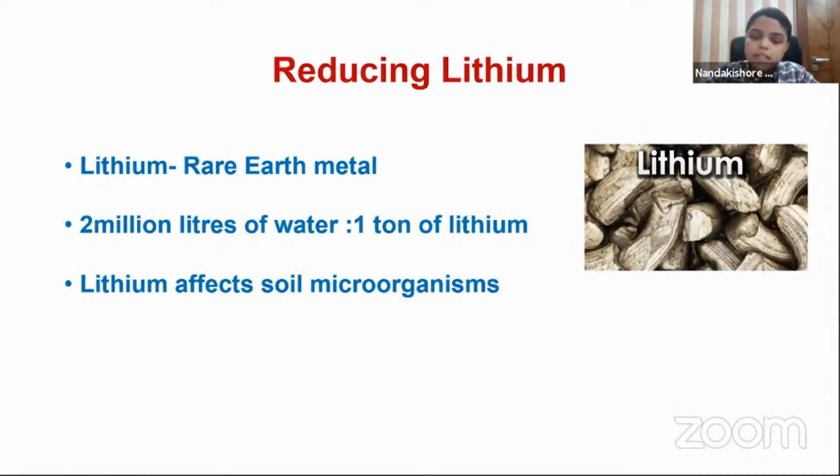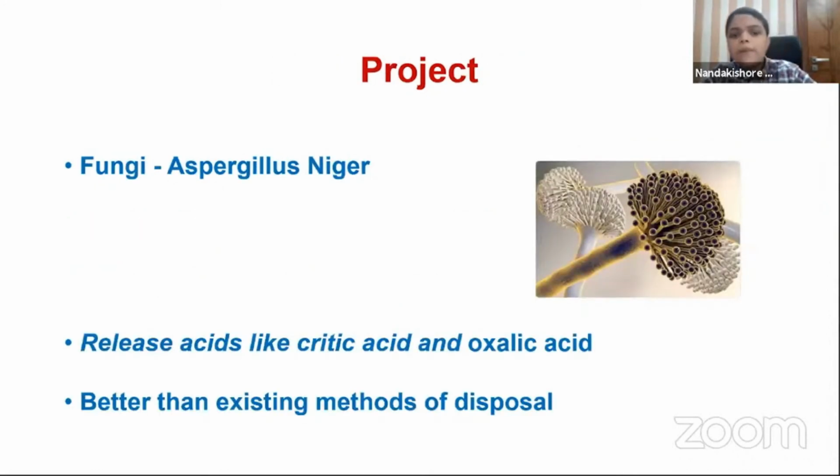There are so many earth metals. In order to produce 1 ton of lithium, we use almost 2 million liters of water. And this used water cannot be used for anything else because it is polluted. Lithium, when it comes in contact with soil, affects soil microorganisms. This can affect the environment very badly. So my project is on recycling lithium.